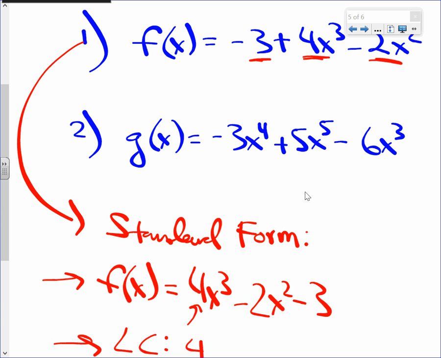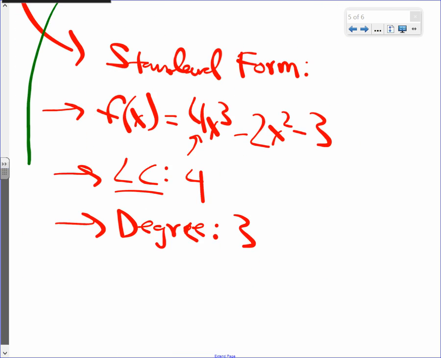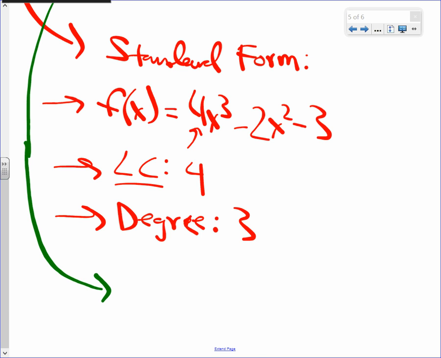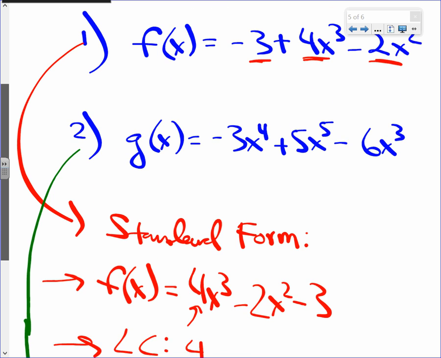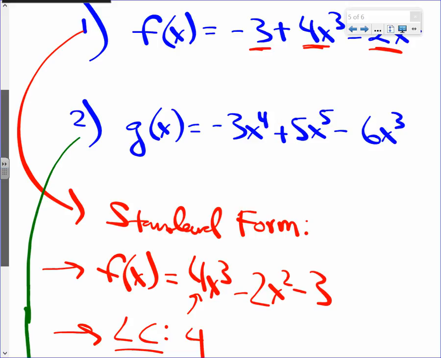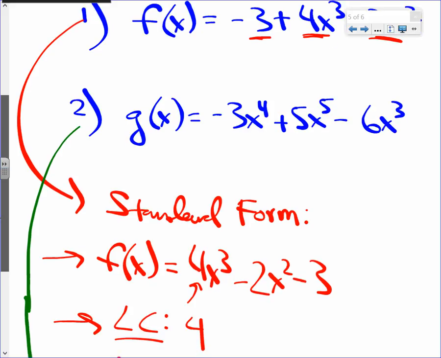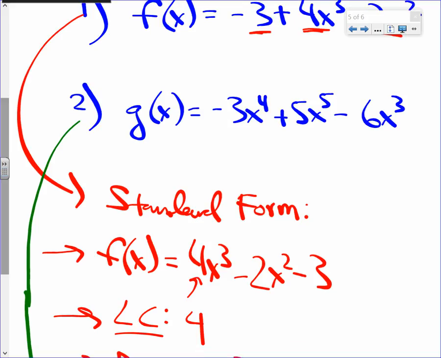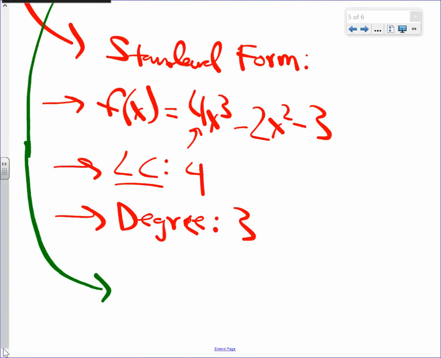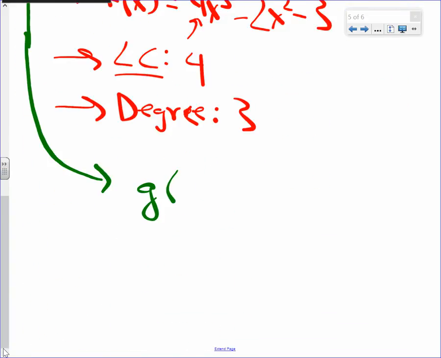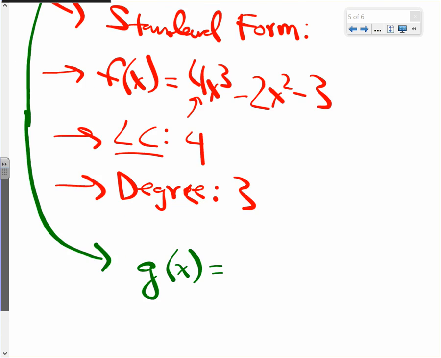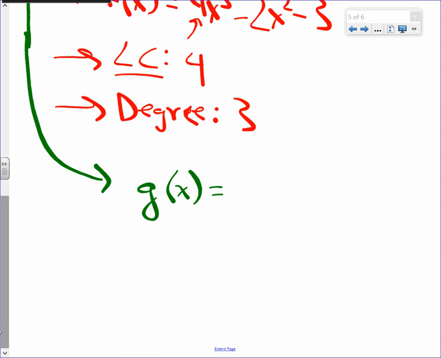I'm going to bring down number 2 right here in green. Let me rewrite number 2 in standard form because right now it's not in standard form. Terms with the highest exponents are all mixed up and jumbled together. They're out of order. So the term with the highest exponent would be the 5x to the 5th. I'm going to write that one first. So here we go. G of x, remember a function doesn't have to just be f of x. This is a function g of x is 5x to the 5th.